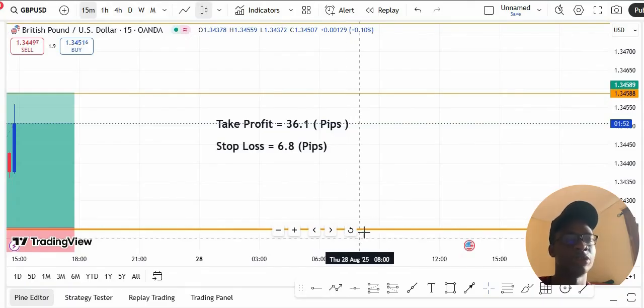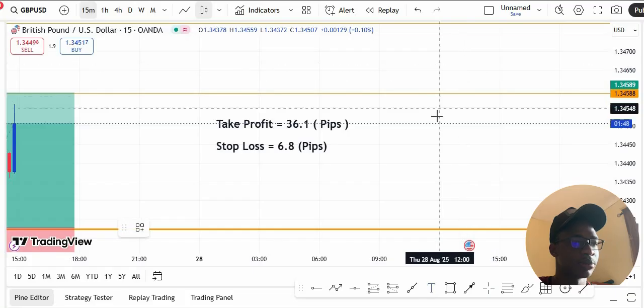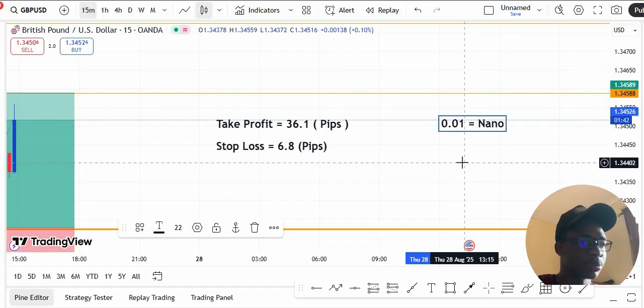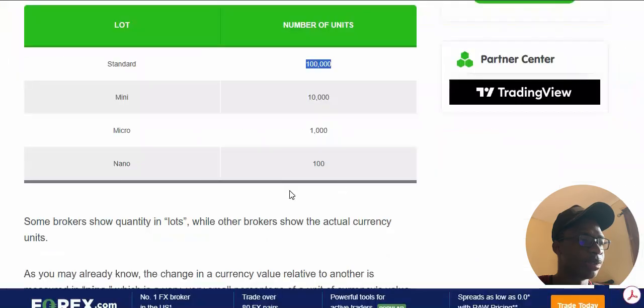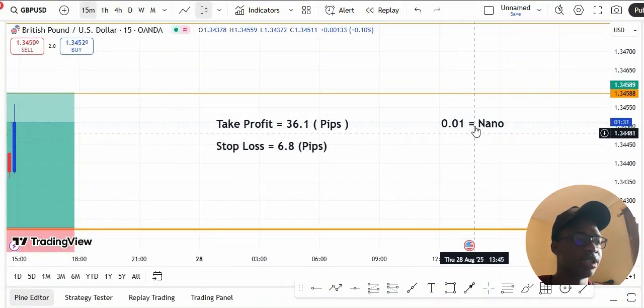Lot size starts from 0.01. So 0.01 is equal to what? Nano. The reason this is nano is because how many zeros do we have in nano? Two zeros.